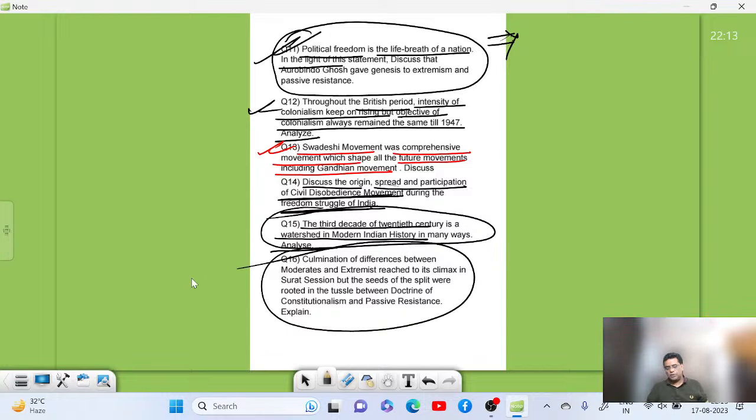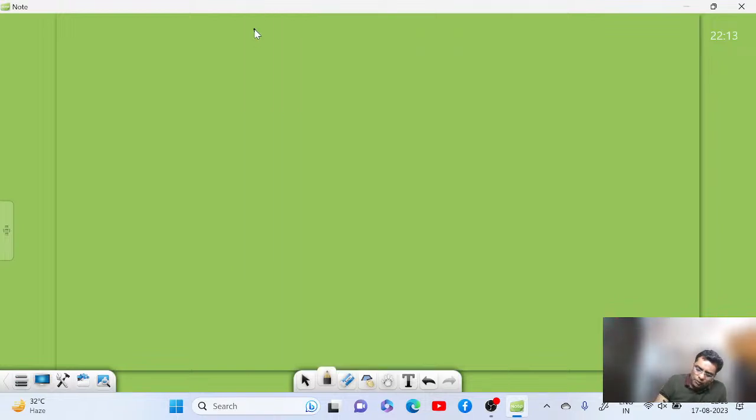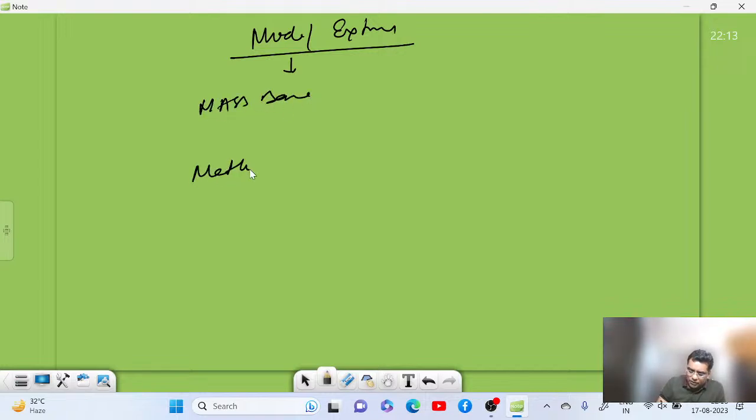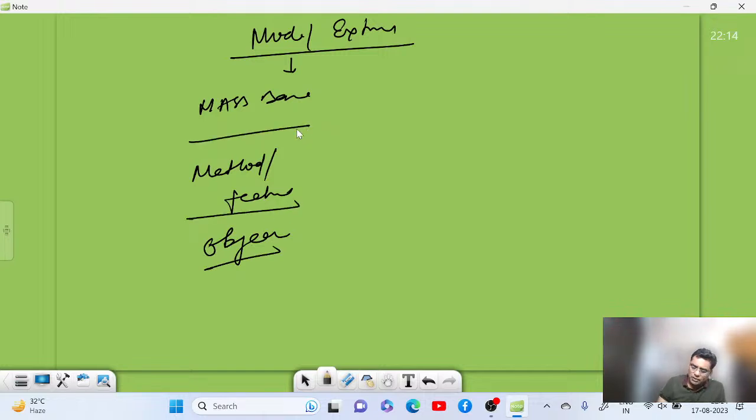Look at question number 16. Culmination of the differences between the moderates and extremists reached its climax in the Surat session, but the seeds of the split were rooted in the tussle between the doctrine of constitutionalism and passive resistance. Yes, both moderates and extremists had fundamental differences on the level of mass base, on the level of method and technique, on the level of objectivity. Mass base, method and technique, and objectivity.